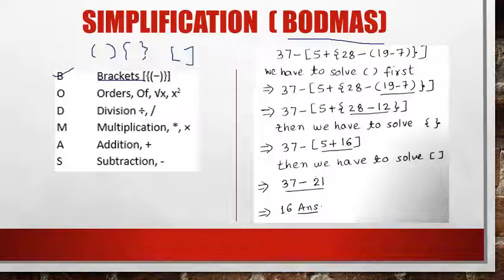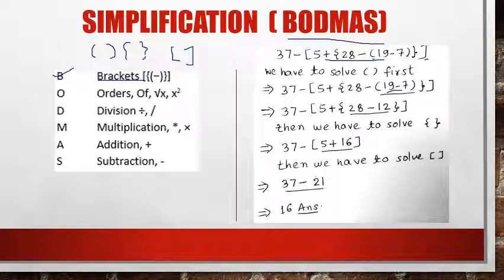Let's see one question here. In this question you can see the common bracket here, the curly here, and the square here. Step by step you have to solve each. First you will solve the common bracket. Under the common bracket you can see 19 minus 7. 19 minus 7 is 12. So here we will write 12 and the common bracket we will remove.